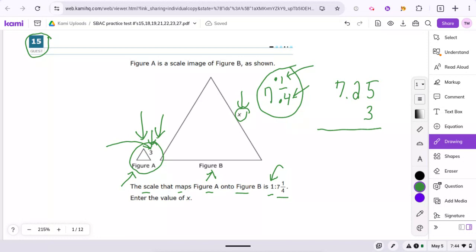For this one, on the SBAC, it would allow it. If not, you would multiply just like normal. You would just need to add the decimal in. So 3 times 5 is 15. Carry the 1. 3 times 2 is 6. Plus the 1 is 7. And then 3 times 7 is 21.